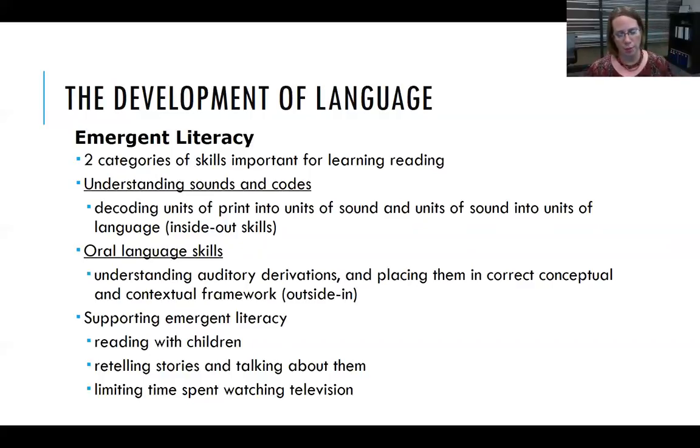So ways of supporting emergent literacy are reading with children, retelling stories, and talking about them. This talking about them is helping them develop cognitive strategies. So meta-linguistic awareness: how does language work? And limiting time spent watching television. I hate to say this because I am a fan, but television itself is garbage. It's mind garbage. It's just, here's a thing, and then your mind just absorbs it, and it's not a real experience. So it doesn't have the depth and the complexity that we have when we actually experience something.